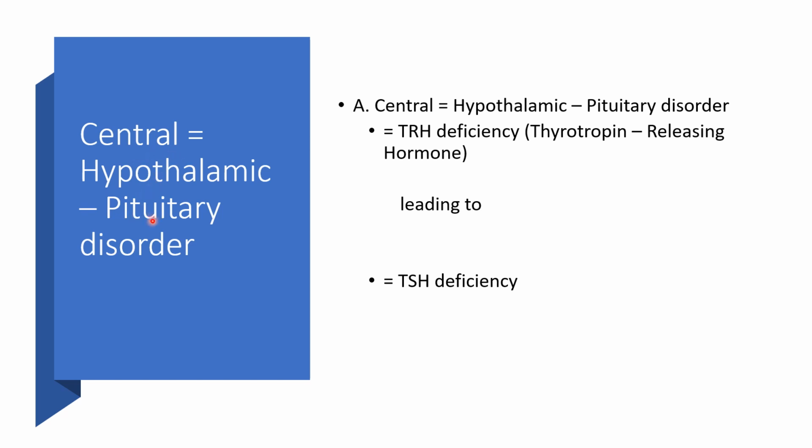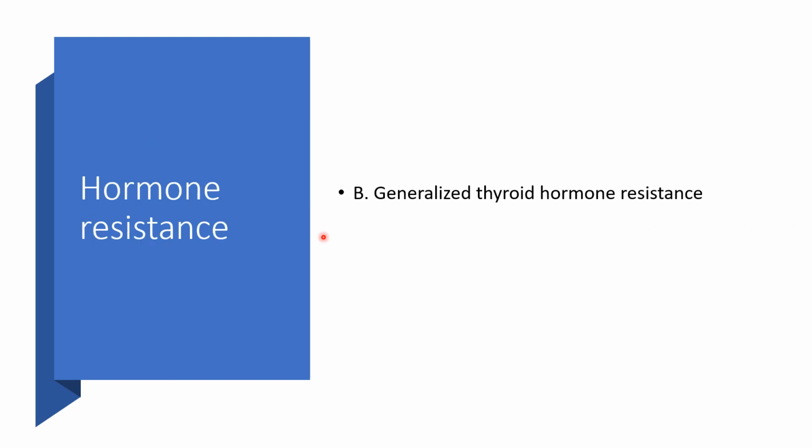Central hypothalamic pituitary disorder can be a cause. In that case, thyroid releasing hormone deficiency will be the problem, leading to thyroid stimulating hormone deficiency because signal will not come from hypothalamus to pituitary. So when TRH is down, TSH will follow. Hormone resistance. Generalized thyroid hormone resistance could be the problem.